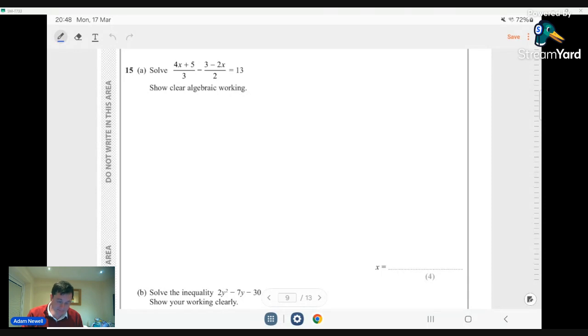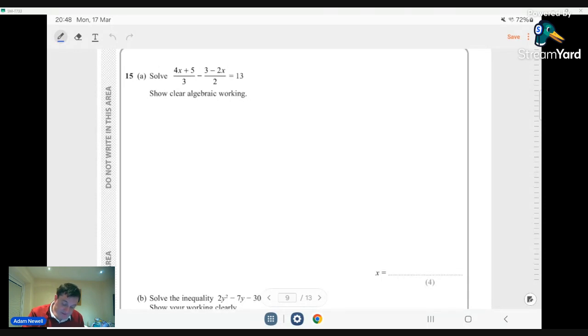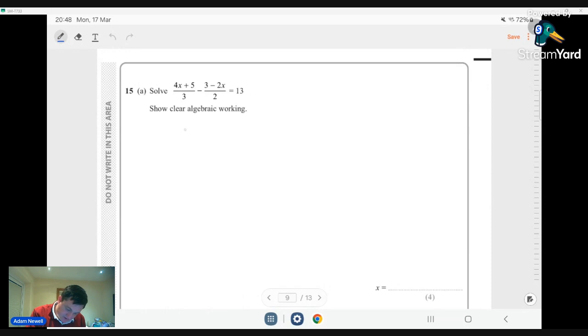Okay, question number 15 then. I'm going to get a common denominator of 6. So I need to multiply the left side by 2 over 2. I get 8x plus 10 over 6. Take away 9 minus 6x over 6 equals 13. So combining my numerators, then I get 8x plus 10, take away 9, and then it's minus negative 6x becomes plus 6x, all over 6 equals 13.